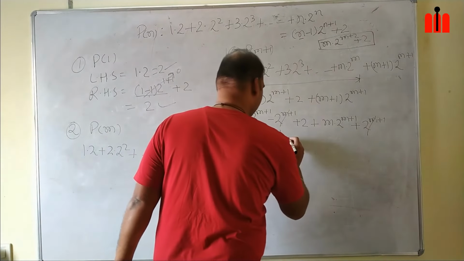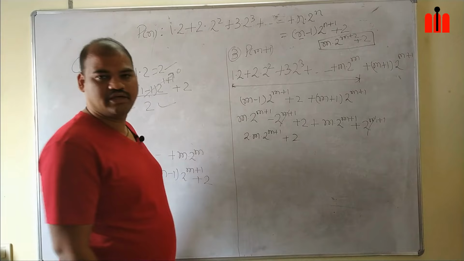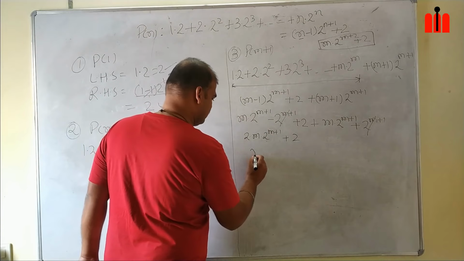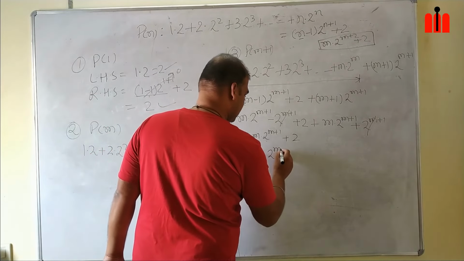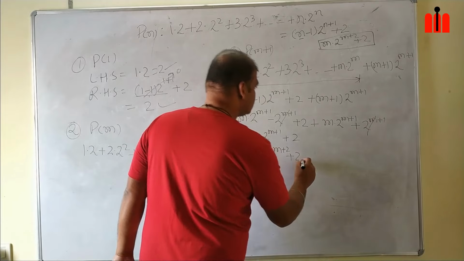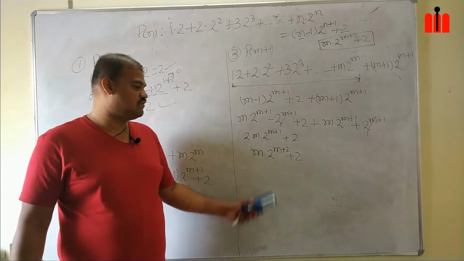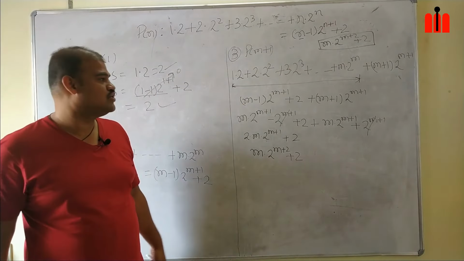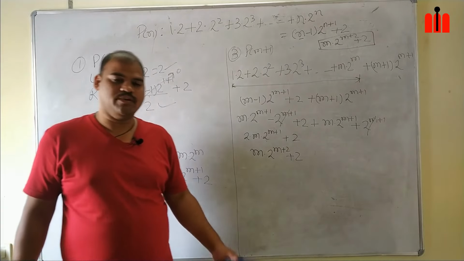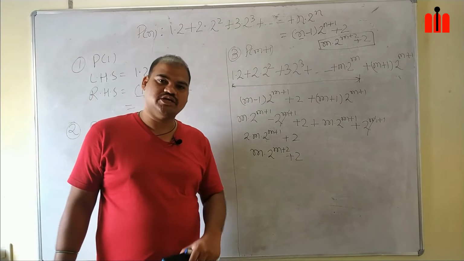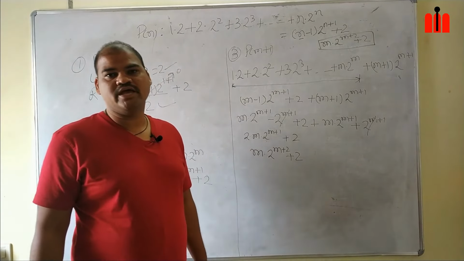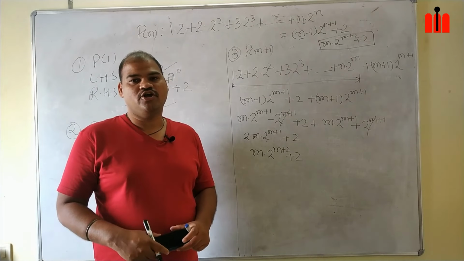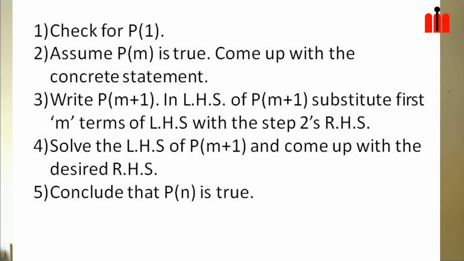After that we are left with 2. Let's keep 2 here. Now this 2 into 2 to the power of m plus 1 will become m into 2 to the power of m plus 2, plus 2. So this is what my RHS is. This is same as what we had anticipated, right? So P(m plus 1) is true. Now as P(m plus 1) is true, our conclusion is P(n) is also true. This completes the fourth variety of the problem. Now fifth is on your screen.